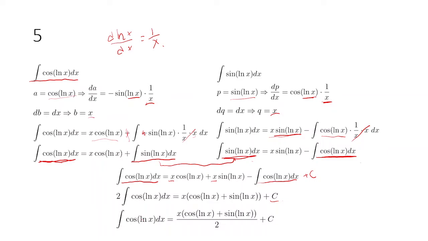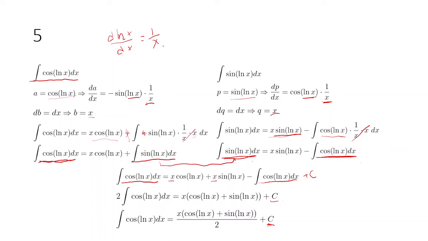So we'll just divide the entire equation by 2, and we will get that the integral of the cosine of the natural log of x with respect to x is just x over 2 multiplied by the cosine of the natural log of x plus the sine of the natural log of x plus a constant c.